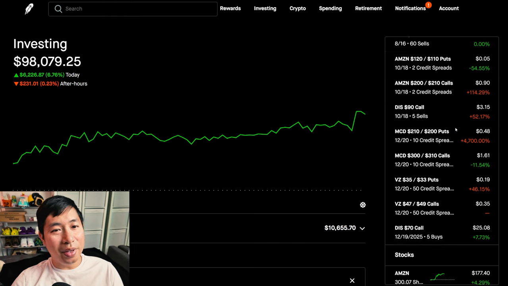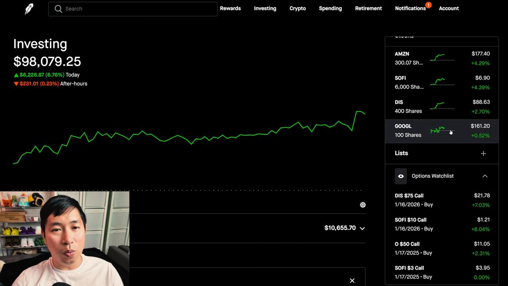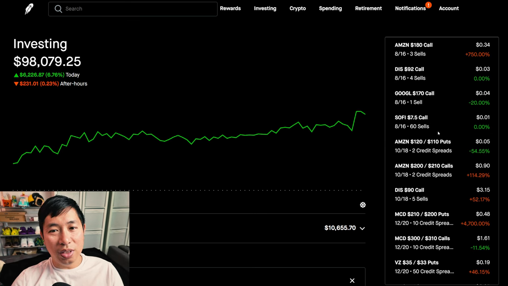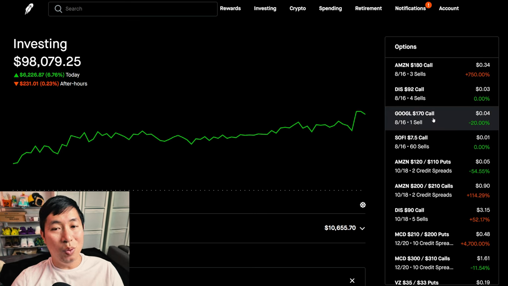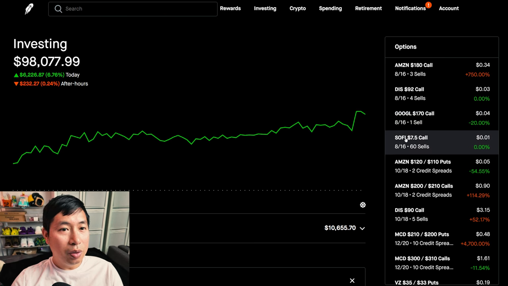Google 170. I don't think it's going to reach 170. Right now it's at 161 and it only went up 0.52% today. So I don't think Google's going to reach 170 tomorrow, but we'll see. I mean, I've seen a lot of things happen in the stock market before, but it'll still be a surprise if that were to actually happen. Google going over 170 tomorrow.